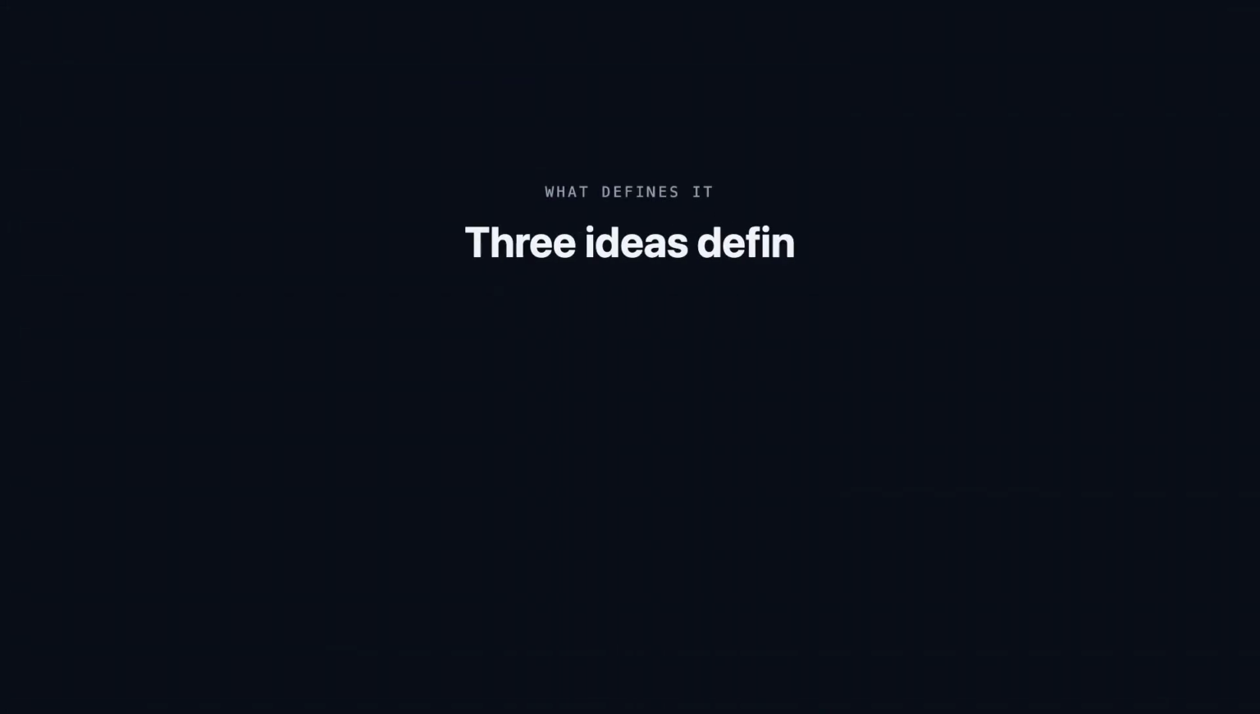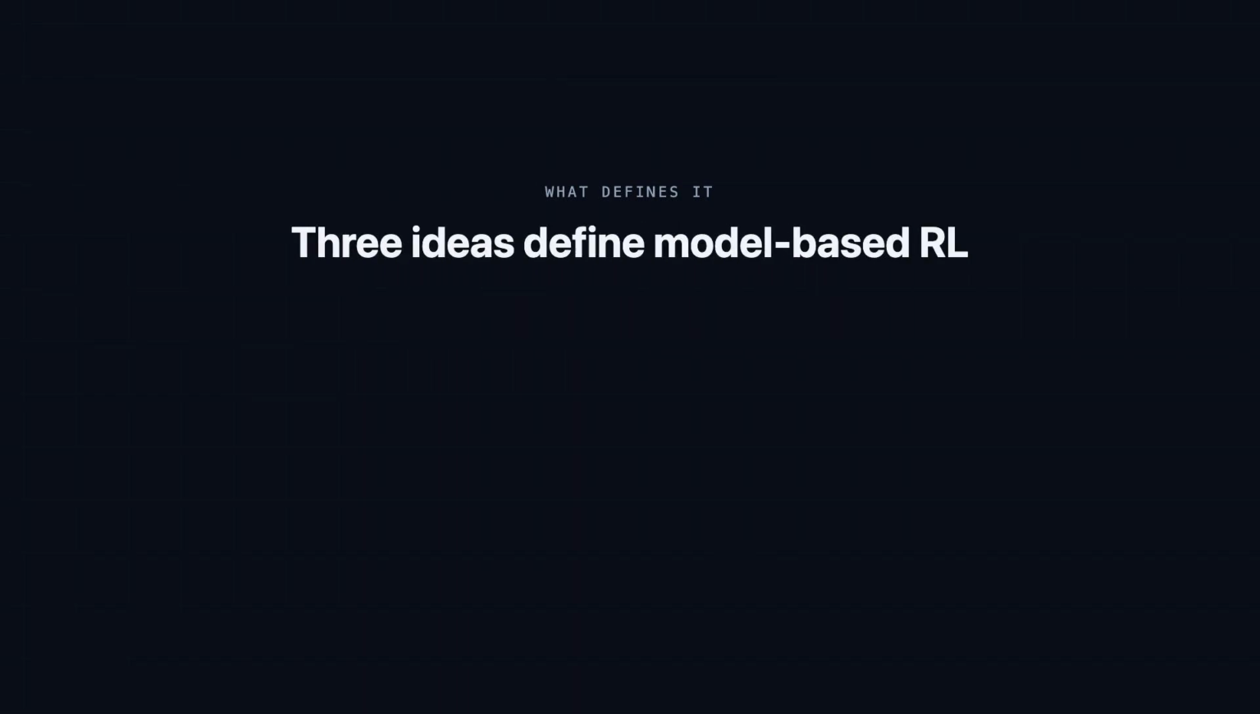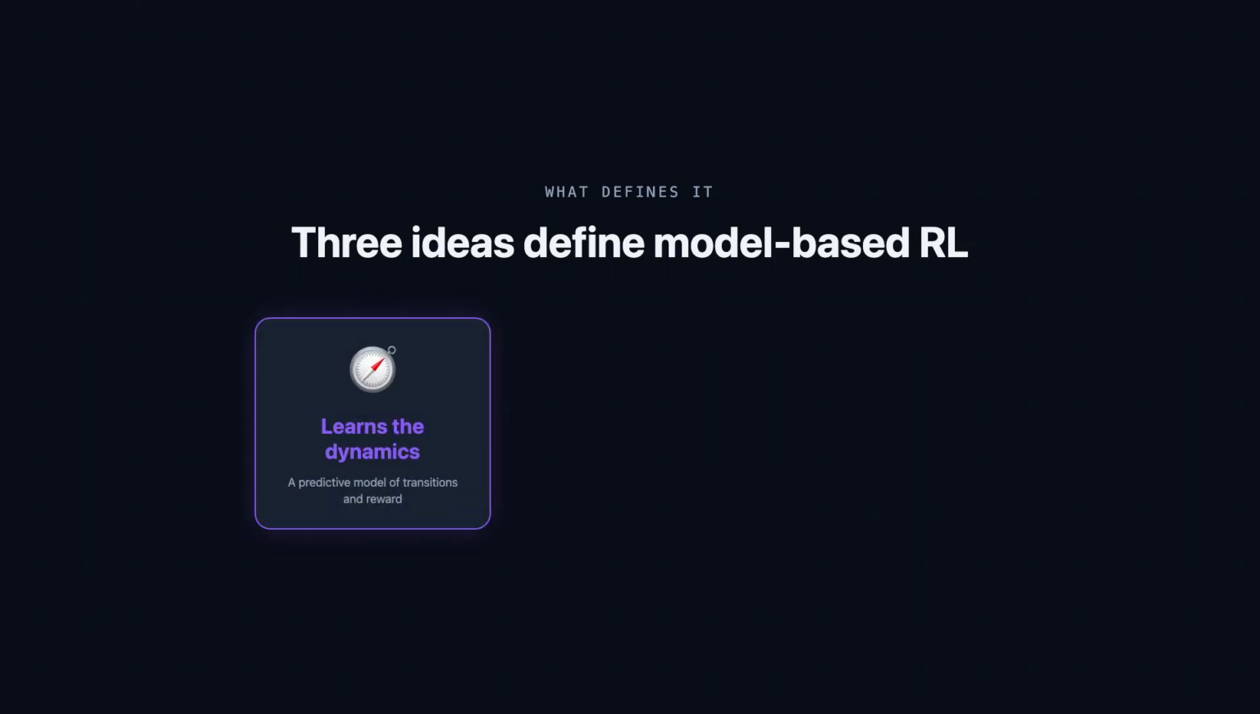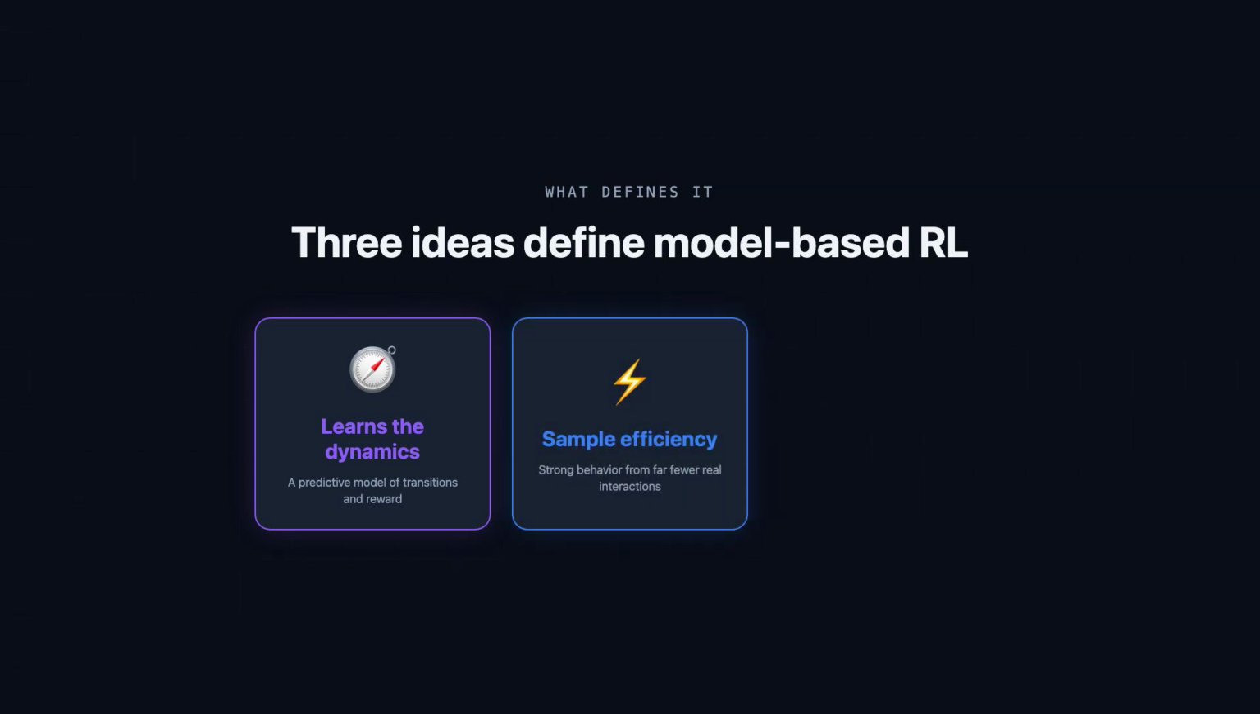Boil it down, and 3 ideas define model-based reinforcement learning. It learns a predictive model of the environment. That model captures the dynamics, how states transition, and where reward comes from, turning the world into something the agent can query and reason about rather than merely react to. It plans or imagines to gain sample efficiency. By generating cheap, simulated experience and looking ahead inside the model, it can learn strong behavior from far fewer real interactions than a model-free method would ever need.